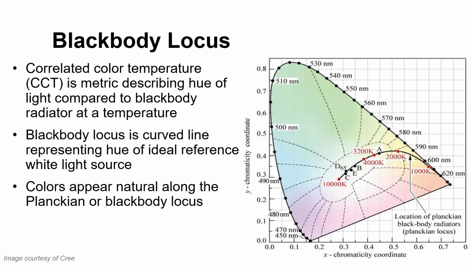A related color metric is correlated color temperature, or CCT, which describes the hue of a light source and its emission compared to an idealized blackbody radiator at a given temperature. As the radiator heats in temperature in kelvins, its color emission changes from visually warm to visually cool. This is plotted on the CIE color space as the Blackbody Locus, a curved line expressing a composition of white light under which most people would perceive colors as appearing natural.